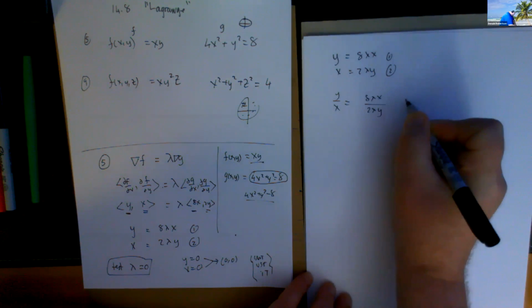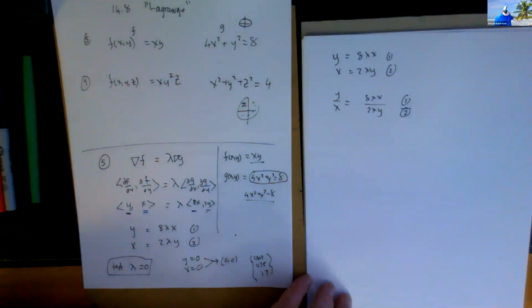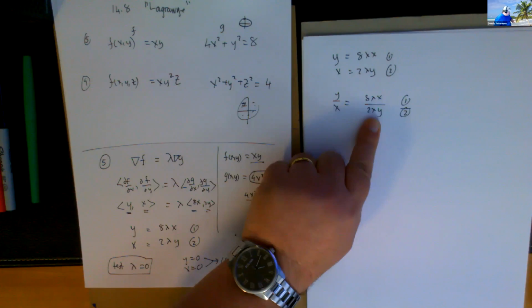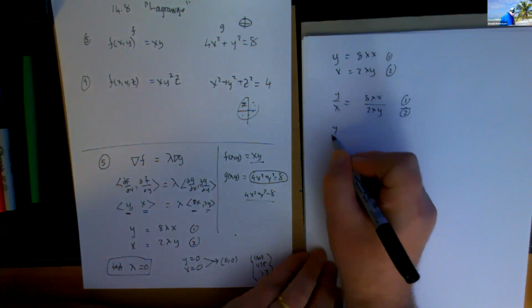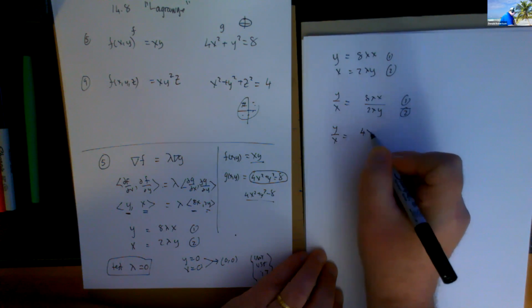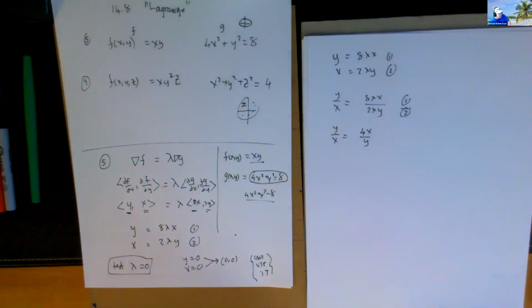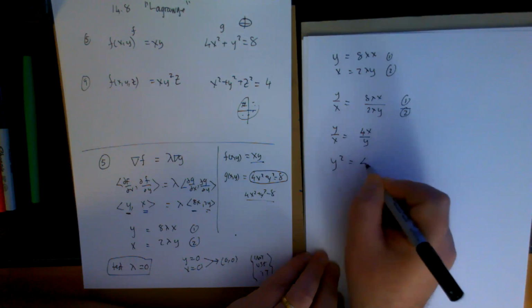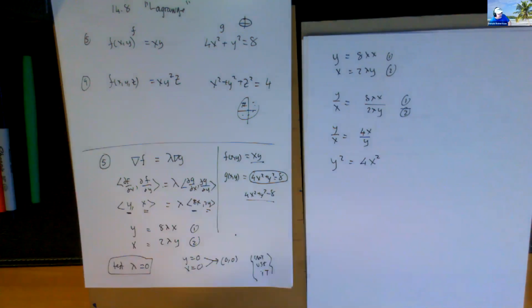So if you take equation 1 and divide it by equation 2, y over x will be this guy over this guy. Agreed? Now what happens here is you get y over x, the lambdas cancel, and you get 4x over y. Are you happy about what I just did there? Now, I'm going to rearrange this by cross multiplication. And I now have that relationship. And that's what I'm after.